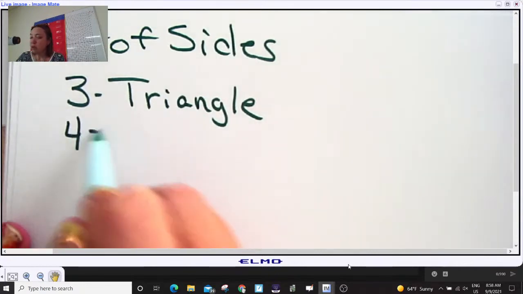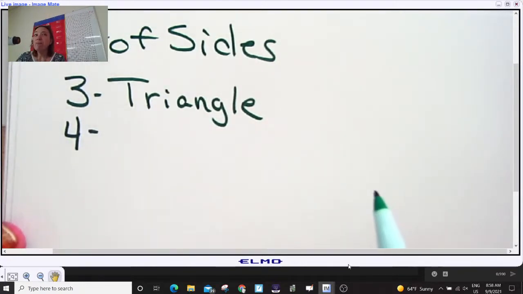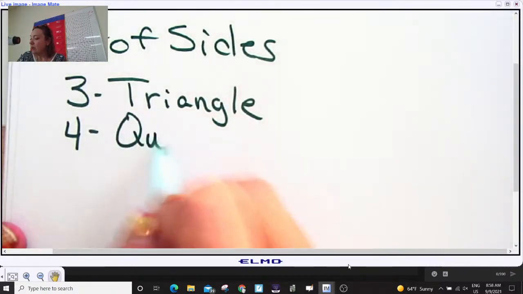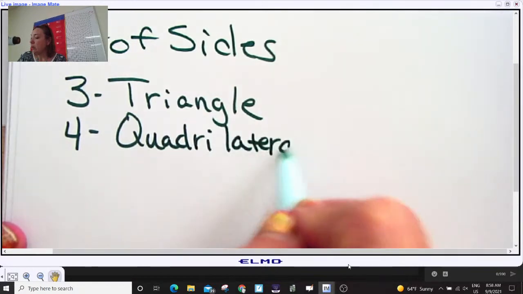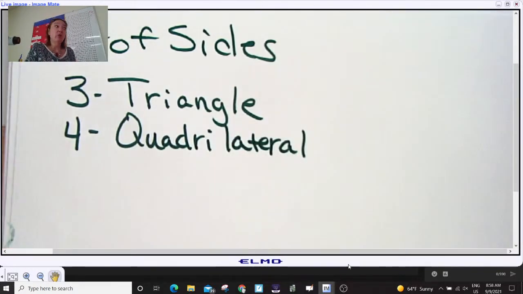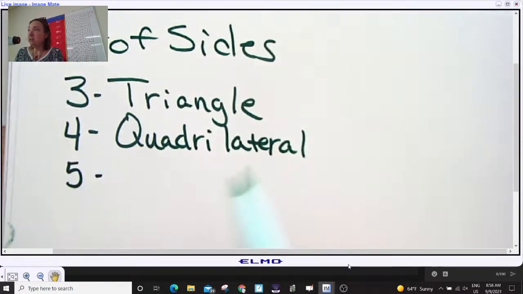What is something that's 4-sided called? Quadrilateral. Good job, Alan. So most of the time, people will say a rectangle. And a rectangle is a quadrilateral, but it's a specialized quadrilateral that has special criteria. It's not the only 4-sided shape out there, right? So everything that's 4-sided fits into quadrilateral.